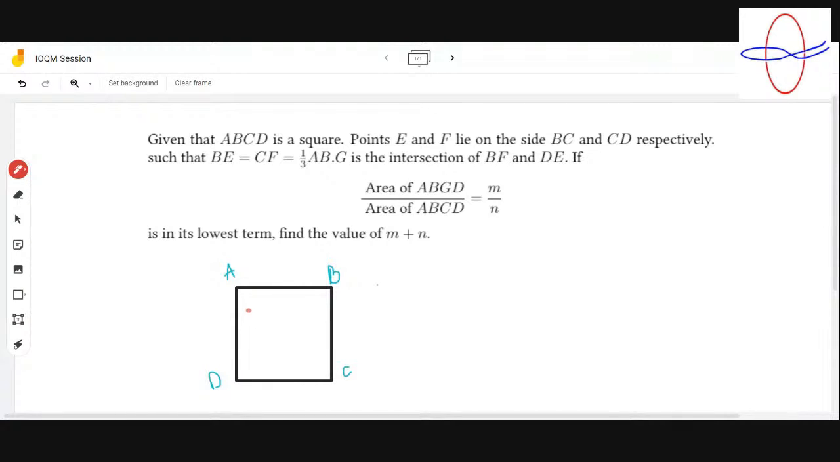BE is equal to CF. Here is the one third position, and this is equal to one third of AB. Okay, it's easily understandable. G is the intersection of BF and DE, so let's draw the diagram: DE and BF, and G is the intersection of these.